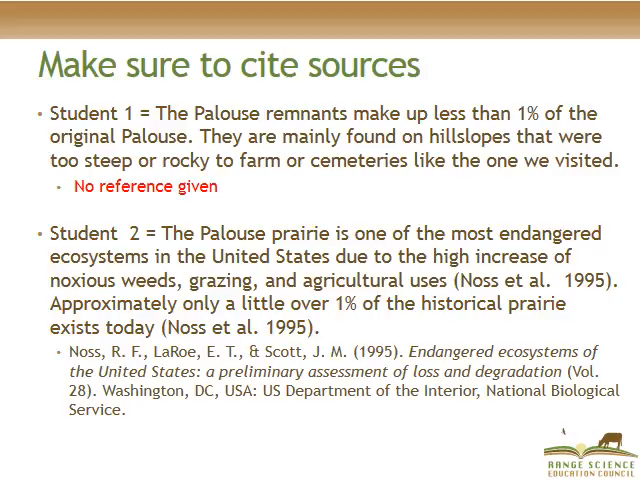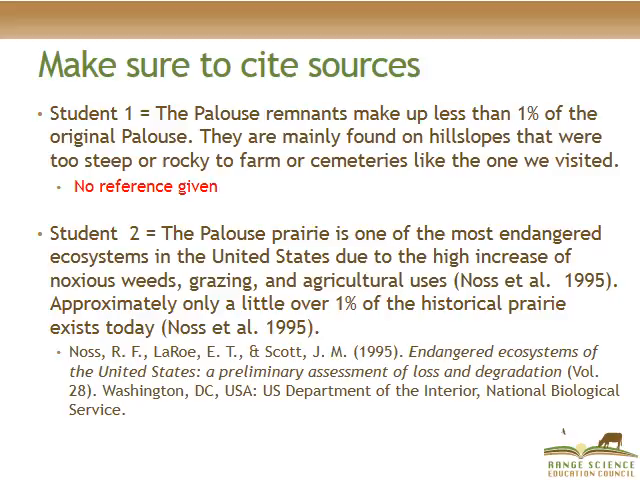Here was an example of an answer from the past. Students said that the remnant prairie makes up less than 1% of the original Palouse. Well, that's true. It's a good sentence. But where did that student get that information from? It's not commonly known. So you don't have to cite things that are commonly known, but whenever you're using a specific number to support your point, you probably need to include a reference.